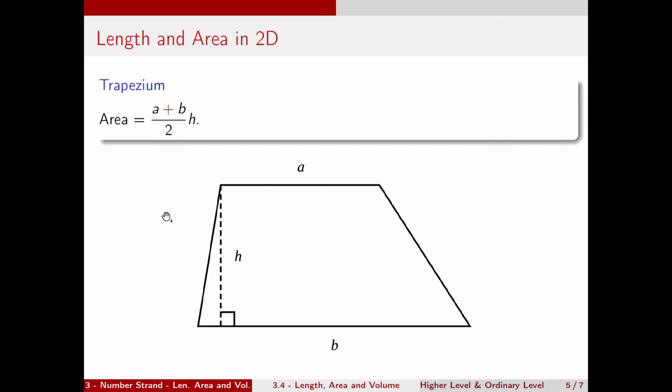The next thing we see is a trapezium. If we were asked to find the perimeter, it would simply be adding up the length of all four sides, and the area is given by a plus b all over 2 multiplied by h. h again being the perpendicular height that forms a right angle with the base b.